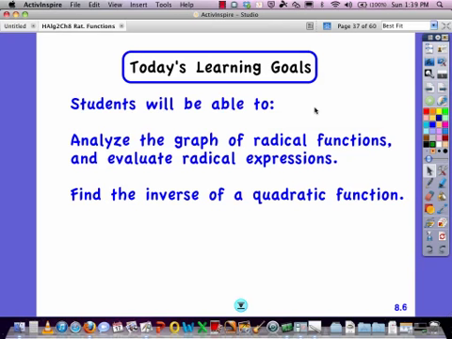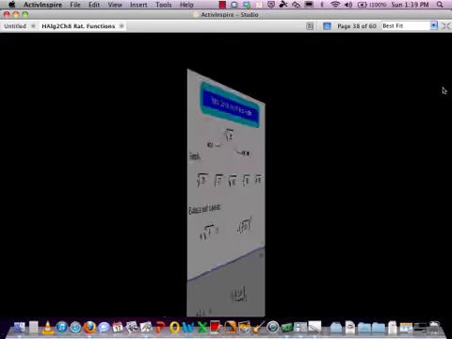Okay, welcome to a little discussion on radical expressions and radical functions. You can see we're going to analyze the graphs, evaluate different expressions, and also deal with what the inverses look like. So let's get started.